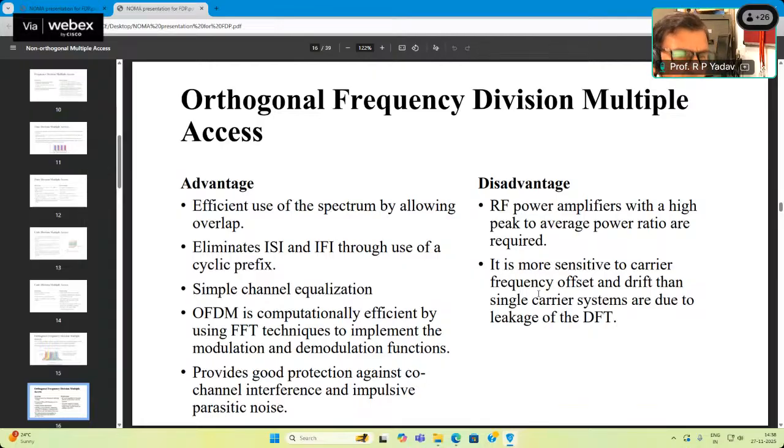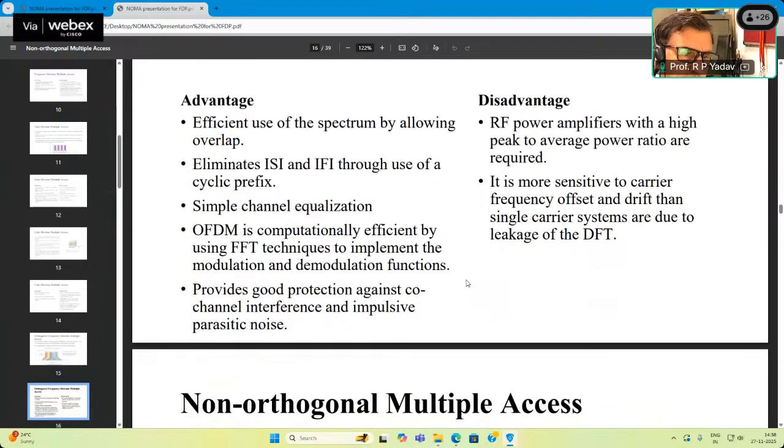OFDM is computationally efficient by using the FFT technique to implement modulation and demodulation. I mean, we can implement it with the fast Fourier transform. This provides good protection against co-channel interference and impulsive parasitic noise. This is another advantage. The disadvantage is the RF power amplifier with high peak to average power ratio.